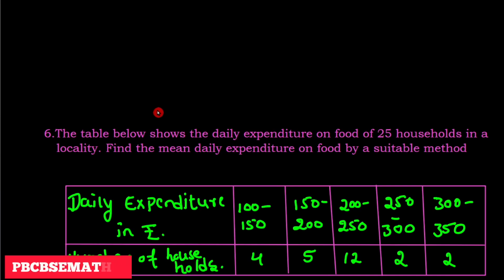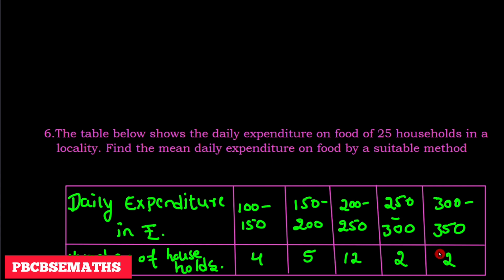Today in this video, we're going to solve exercise 14.1, sixth question. The question is, the table below shows the daily expenditure on food of 25 households in a locality. Find the mean daily expenditure on food by a suitable method. So daily expenditure is given as class interval and number of households is given as frequency. So let's try to find out the mean of daily expenditure.